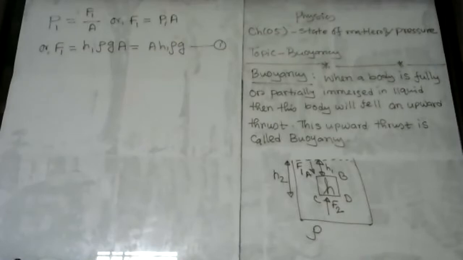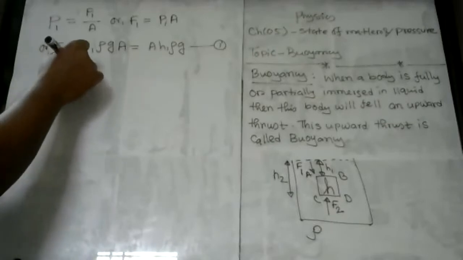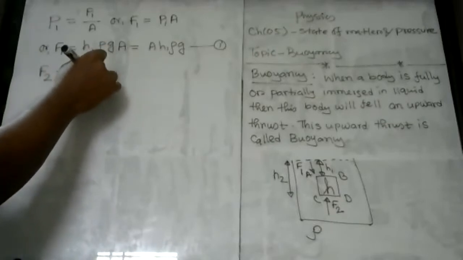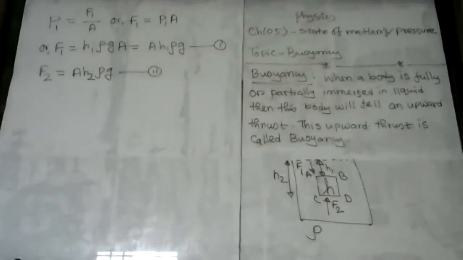And when this liquid applies an upward thrust, that particular upward thrust is nothing but buoyancy. Since buoyancy is nothing but that upward thrust, you can say that here F2 will similarly be equal to AH2 rho into g, and this is equation number 2. F2 is acting in the vertical upward direction, and F1 is acting in the vertical downward direction.